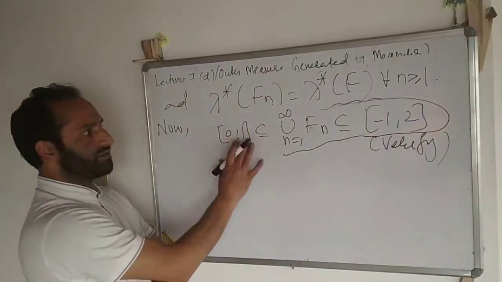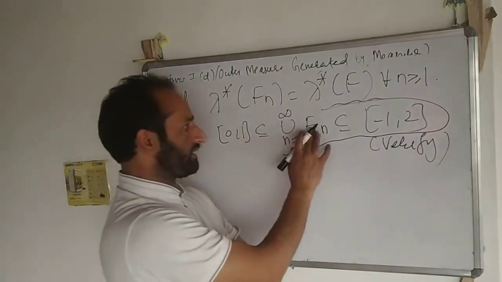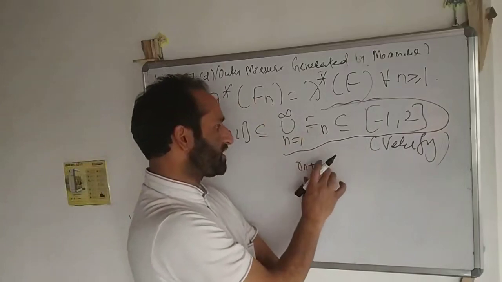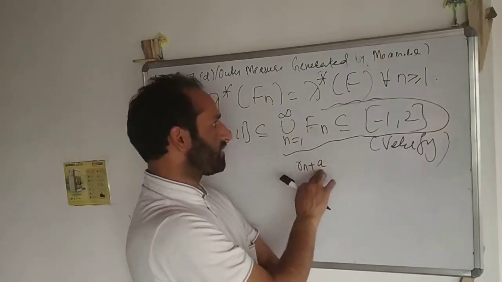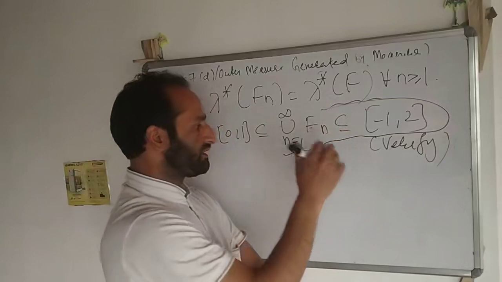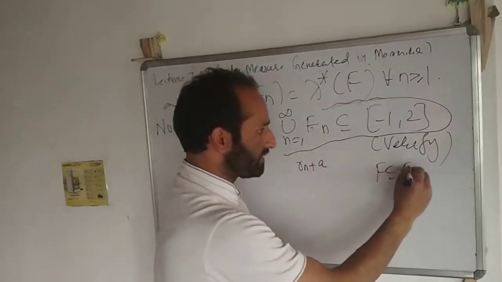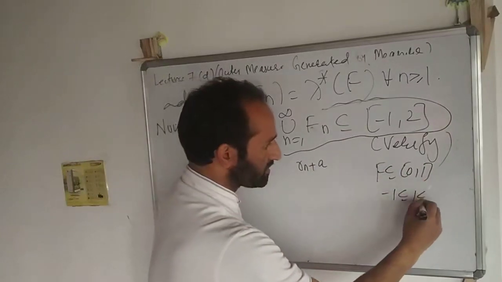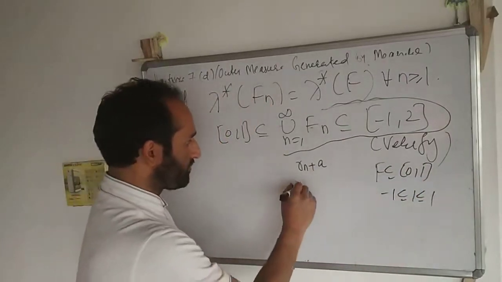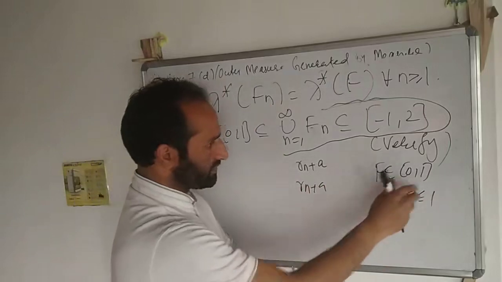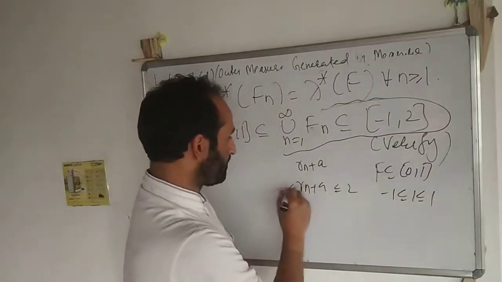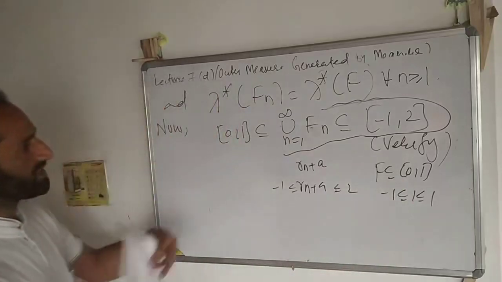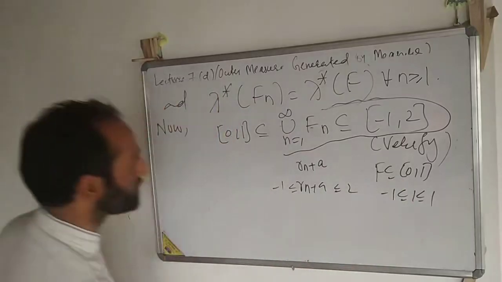So you need to verify this part because here the points are Rn plus a real number A, where A is a point in the set f, a subset of the interval [0,1], and Rn lies between -1 and +1. So when we see Rn plus A, it will be less or equal to 2 and greater or equal to -1. So it lies in this interval, [-1, 2]. That's simple.